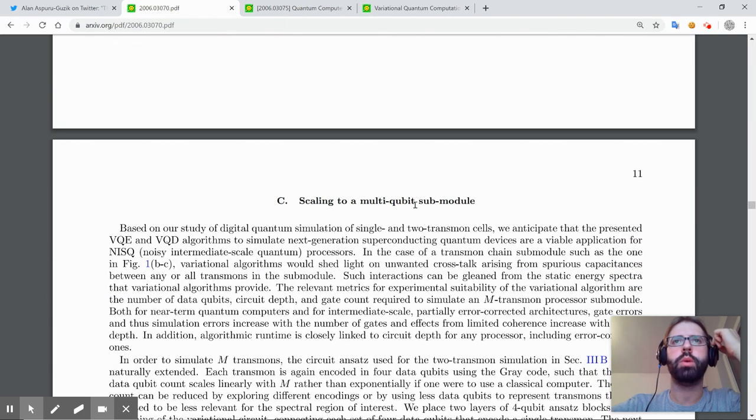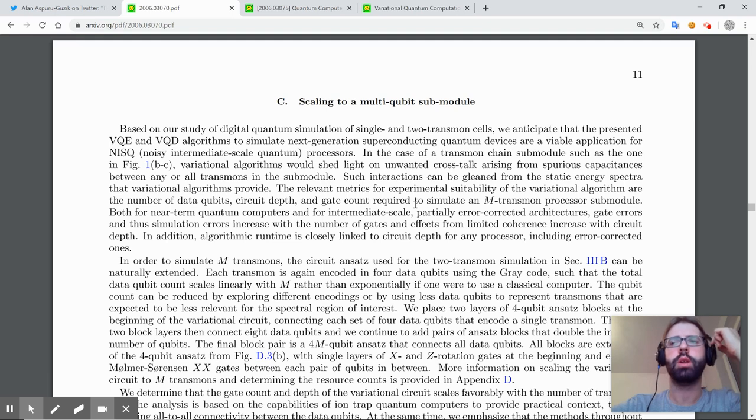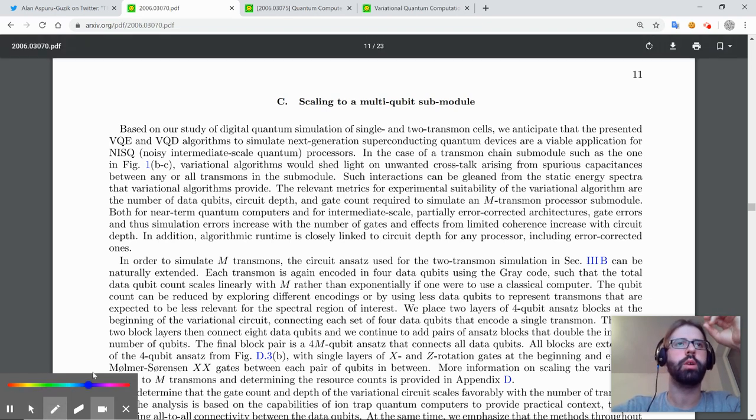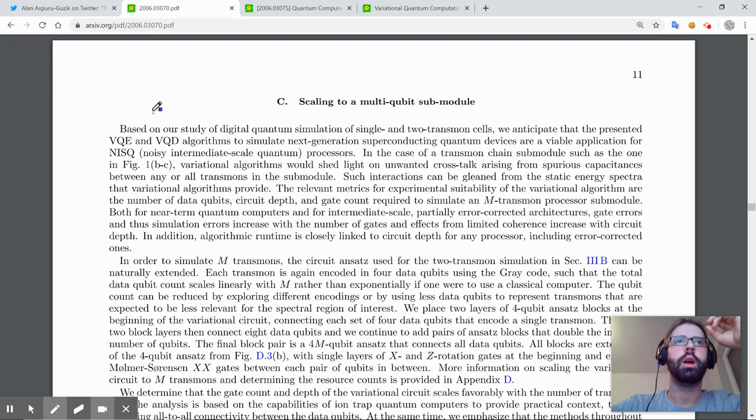Scaling up to a multi-qubit submodule. Okay, so the paper goes through how to simulate 1 qubit, how to simulate a transmon, how to simulate a 2-qubit system, so a 2-qubit cell, as they call it, and now it is scaling to a multi-qubit submodule. So this is like what we saw in the beginning with like 4 dots, and that was, I think, one of those things, right?